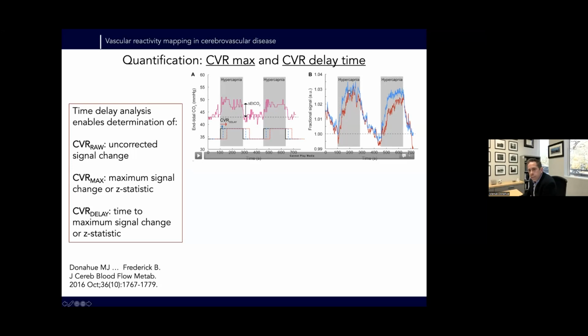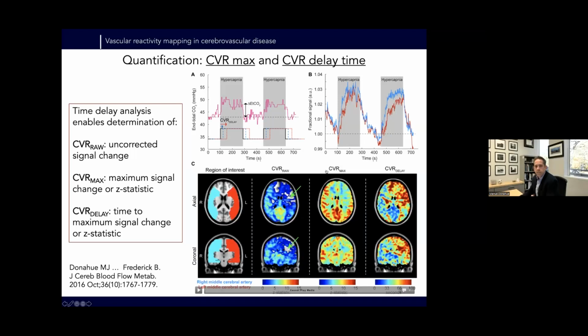What you can see is that in the blue region, it goes up more quickly, and it also goes up higher. And then in the red region, it takes a lot longer to get up, and it doesn't go up quite as much. So what that means is that you can actually progress this regressor in time when you calculate your Z statistics. You can use the end-tidal CO2 trace. We use just a boxcar regressor, and you can progress that in time. Then you can figure out where the maximum correlation is with each voxel. That'll give you the maximum reactivity. And then you can also look at what that time is, and that'll give you the reactivity delay.